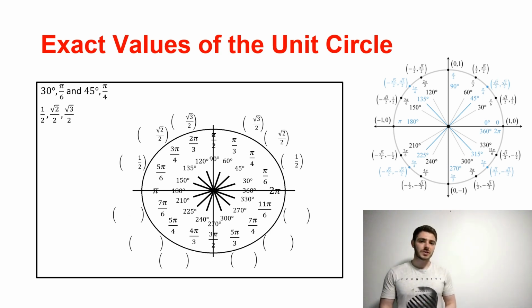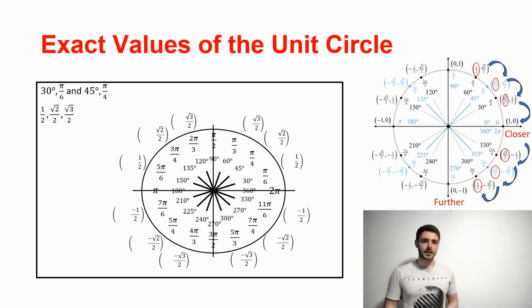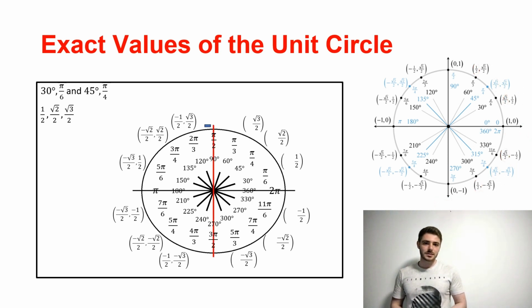Now we need to talk about the sign of these exact values. The y-coordinates will always be positive if they're above the x-axis, and they'll be negative if they're below the x-axis. So our exact values need to reflect this. We can fill in the x-coordinates using a similar strategy. The x-coordinates get larger as they get closer to the x-axis, and they get smaller as they get further away. We also know that all the x values should be negative when they're on the left-hand side of the y-axis, and positive when they're on the right-hand side. And just like that, we've completed the unit circle.